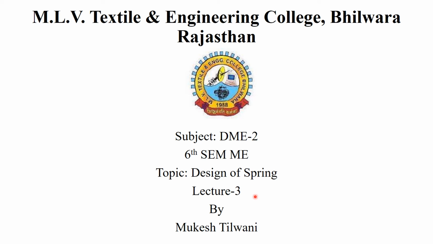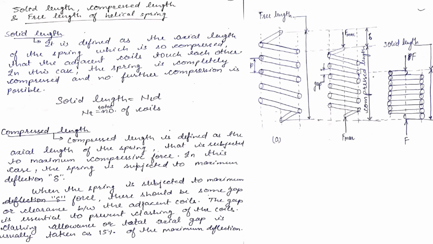In the previous lecture, I discussed the stresses developed in the helical spring, and now in today's lecture I am going to discuss the deflection in the helical spring, the derivation of the deflection in the helical spring, and the terminology used in compression springs. What are the terminologies? For design purposes, we have to know the solid length, compressed length, and free length of the helical spring. First, what is solid length?